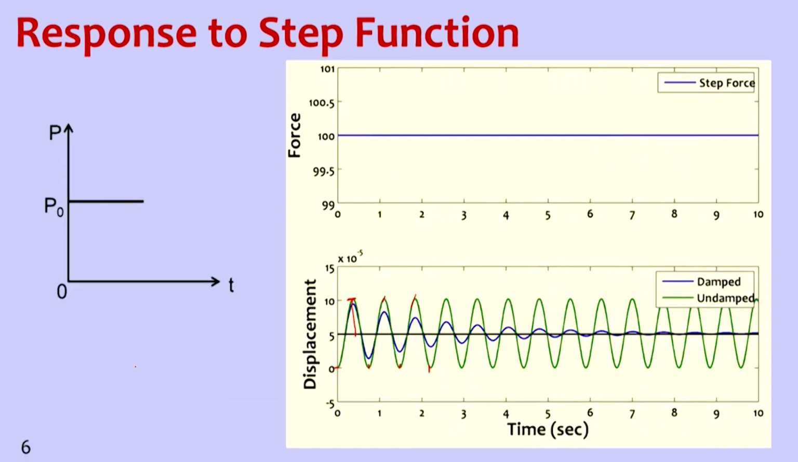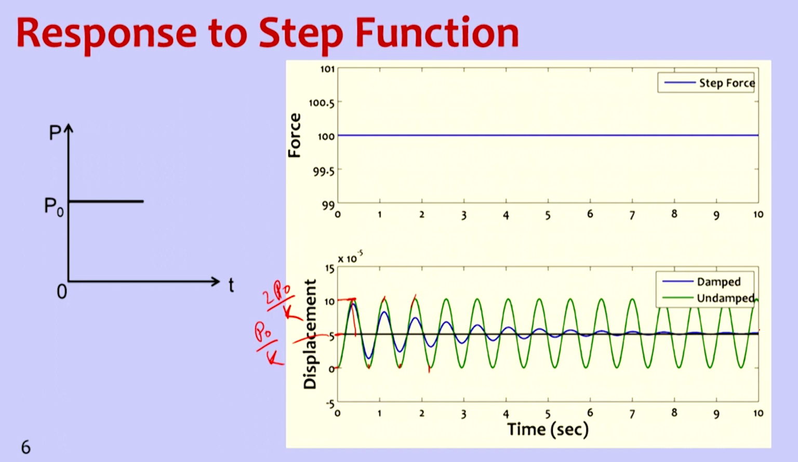And then if I look at this one, this is P naught by K, that is the static deflection value. So we can write it like that also: this is P naught by K and this value will be 2 P naught by K. So the green one, the undamped system, continuously oscillates about the mean position. The mean position is the static deflection.